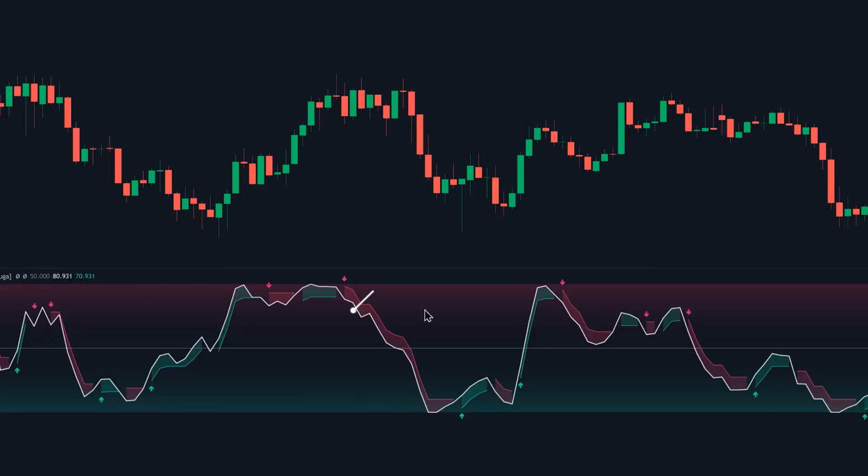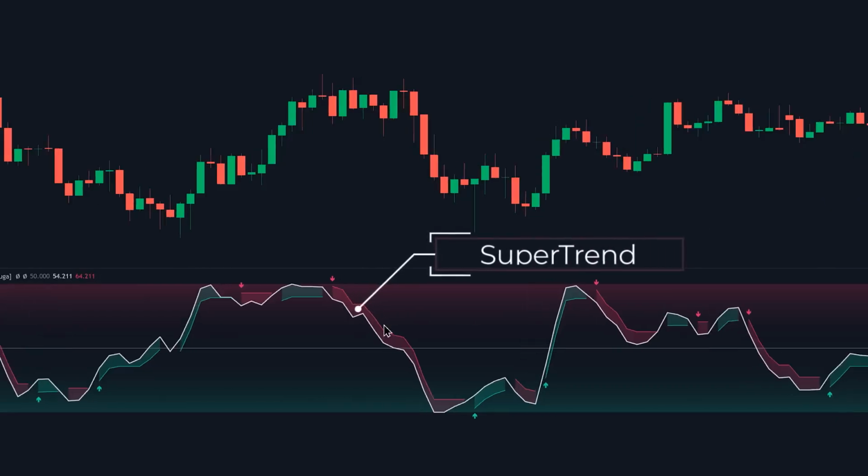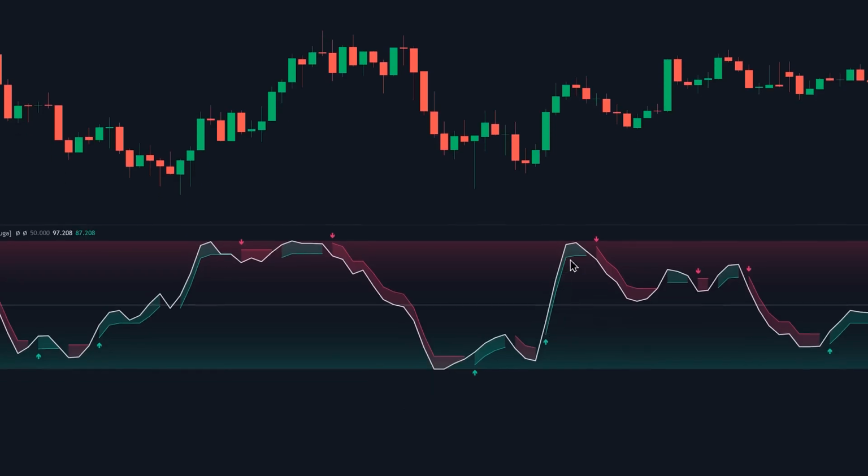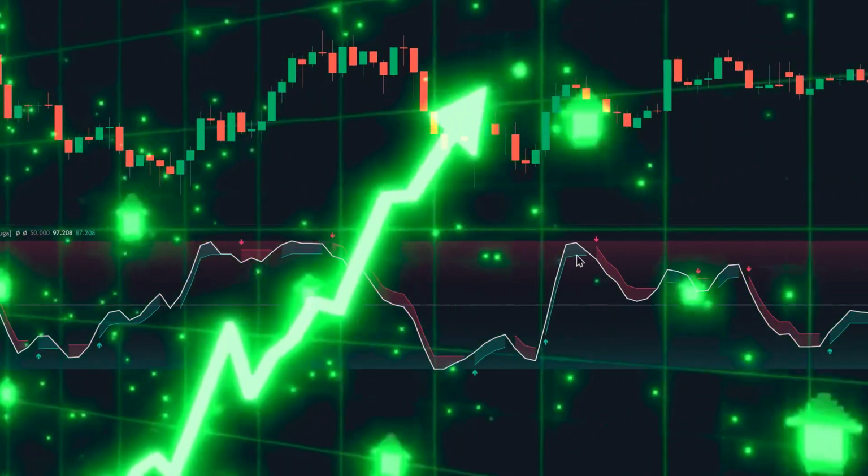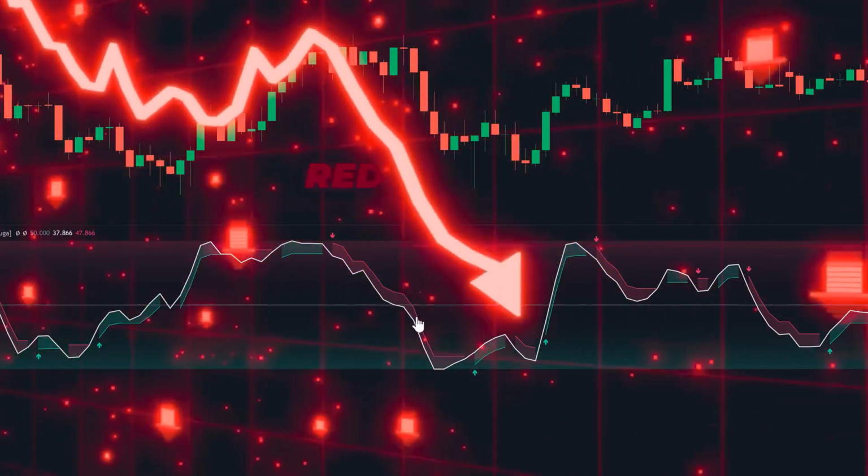The next component we have here is the supertrend on the Stochastic RSI, which we can just call the supertrend. It's plotted around the Stochastic RSI line, basically sandwiching it, and it changes color. It's going to be green for areas of bullish momentum and red for areas of bearish momentum.